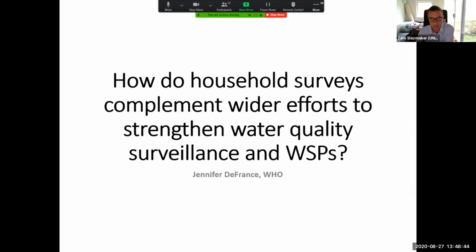And as I think you've seen, the data from a household survey can be extremely powerful, especially when you have no other data available. So particularly for people in rural areas or people who do not use a piped network which is regulated. But these data are not really a substitute for routine monitoring and surveillance. So how do they fit with and complement efforts to strengthen water quality monitoring and water safety planning? I'm going to pass to Jennifer de France, who works on this at the WHO. Jen, over to you.